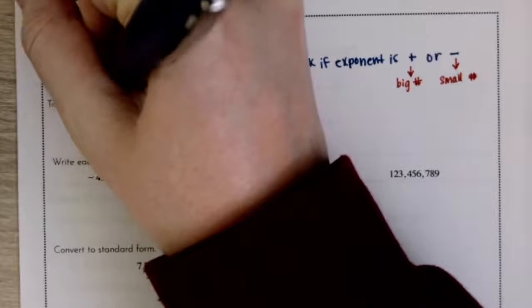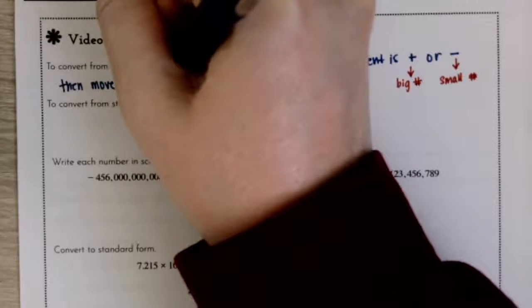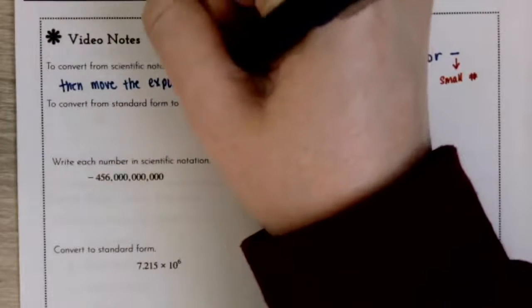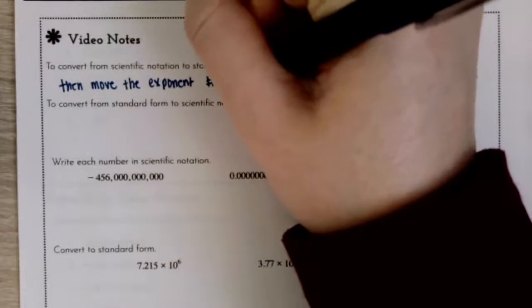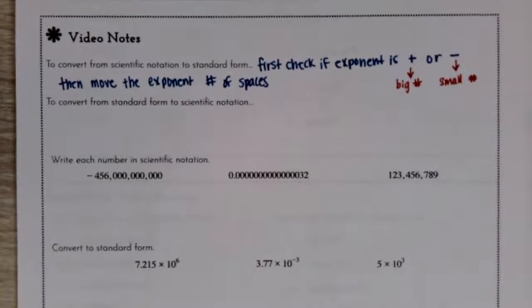Then move the exponent number of spaces. So if it's a big number, you will move the exponent number. Let's say the exponent is 5. If it's a big number, you would move 5 spaces to make it a big number. If it is a small number, you would move 5 spaces to make it a small number. Going through the examples will be super helpful in a second, but we've got to get down some steps first.